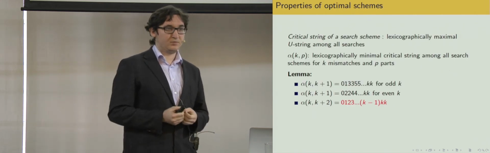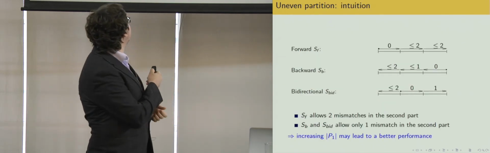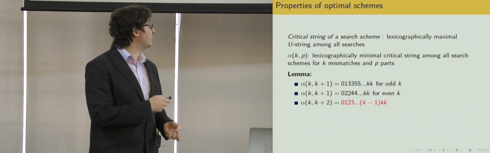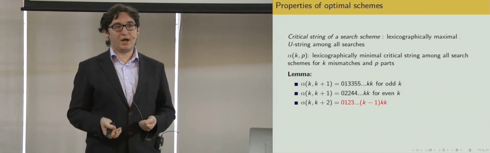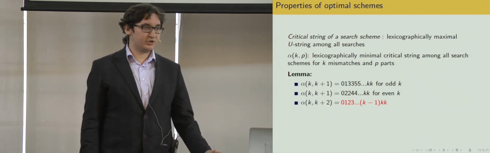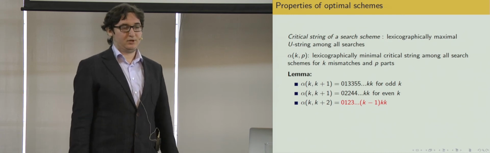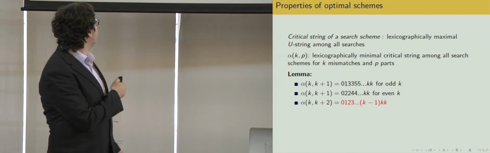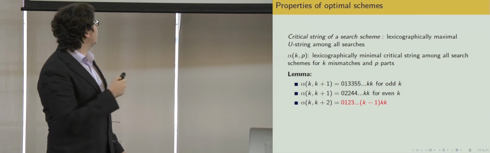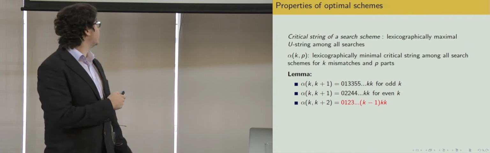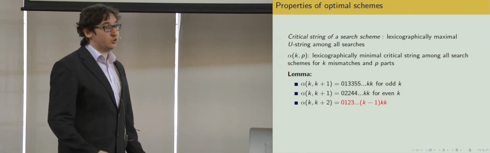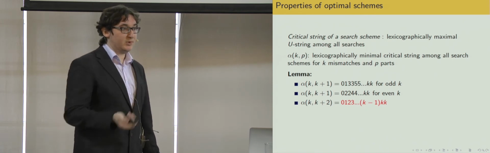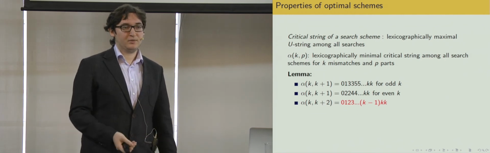Now, what about using more than k+1 parts? As we have noticed here, the forward search is the worst case because its upper bound string is lexicographically maximal. So for a search scheme, we call its maximal upper bound string the critical string. Of course, we want to find a search scheme with the minimal possible critical string. We proved theoretically that for k+1 parts, the minimal critical strings are these ones, for odd and even k. And for k+2 parts, it is here. You can see that for k+2 parts, the minimal possible critical string is lexicographically smaller than for k+1 parts. And again, we can hope that using k+2 parts will improve the efficiency.